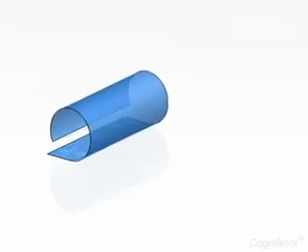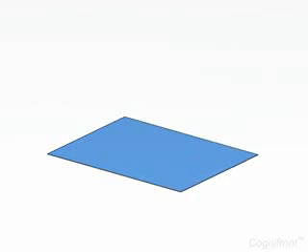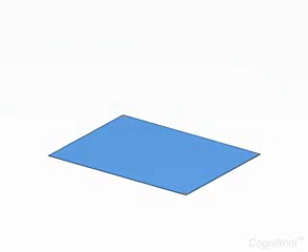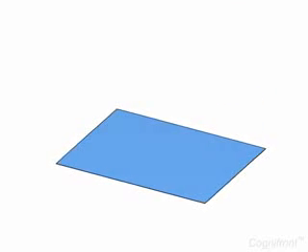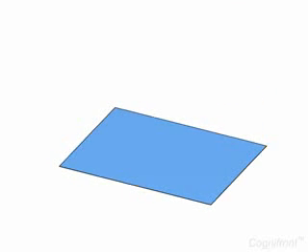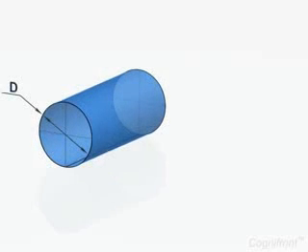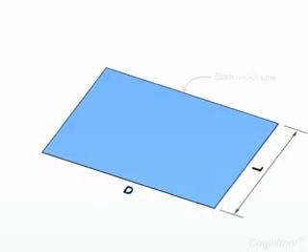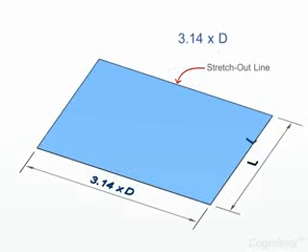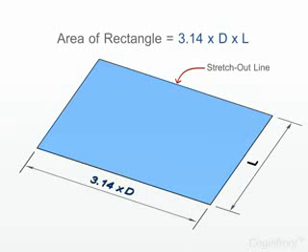The development of a cylinder is the area covered by rolling out the cylinder on its curved surface over a plane surface. So, if the diameter of the cylinder is d and its axis length is L, then its development is the area of a rectangle of size 3.14 × d × L.